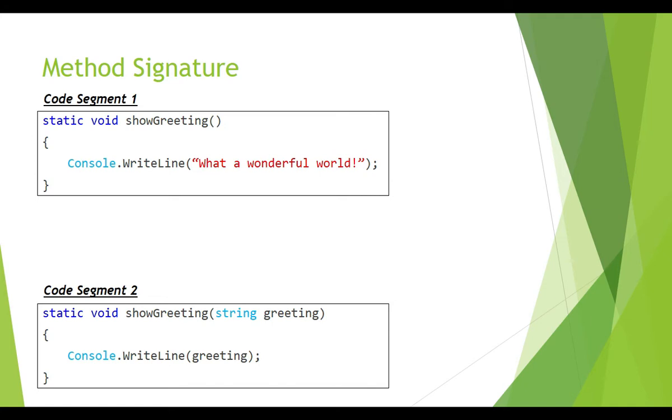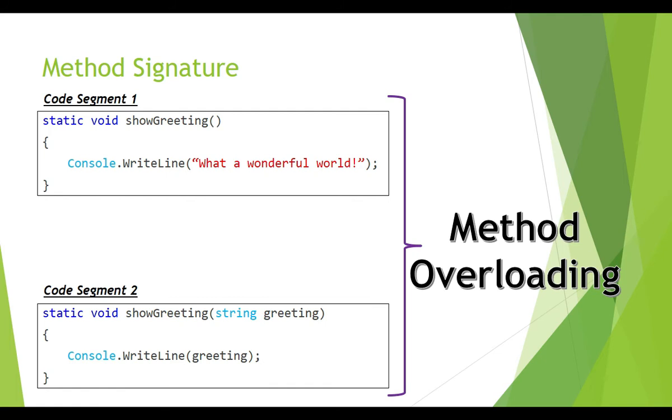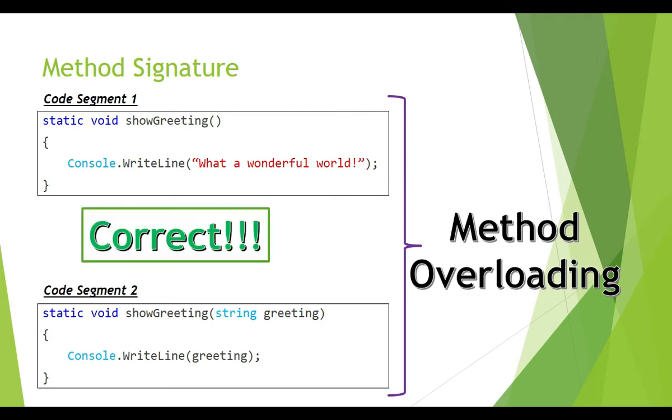With this, C# will be able to know which method will be executed when calling one of these methods, because they differ in the number of parameters. And this is called method overloading. When you have methods with the same name, you are overloading a method, and this is accepted. So let's see some examples of this in Visual Studio.